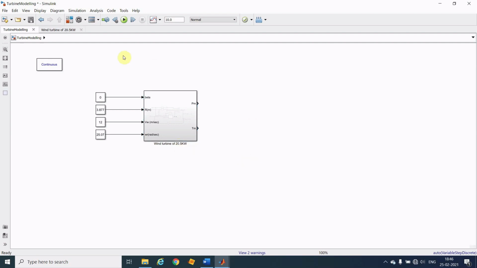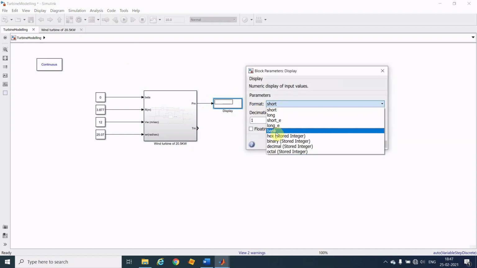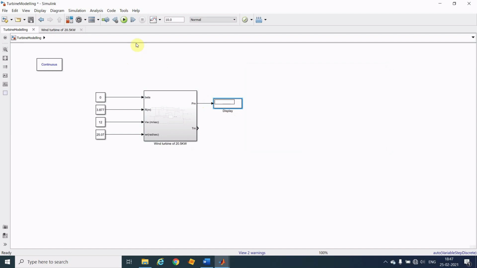Here I will play display and again I will show. Choose it as blank, so just run it. So 20.5 kilowatt. In this way we can design a turbine as per our own rated power.